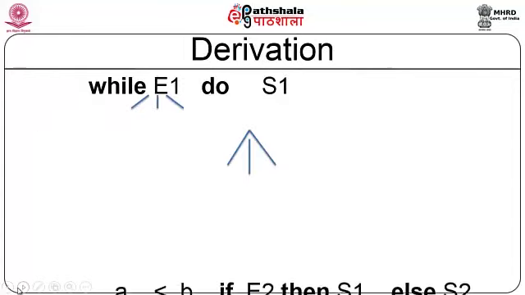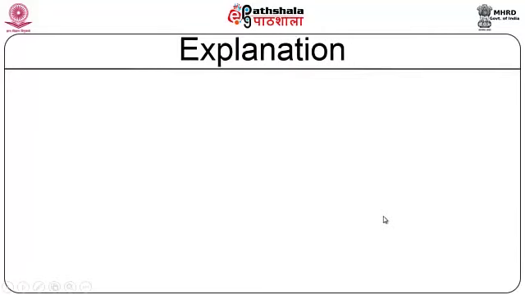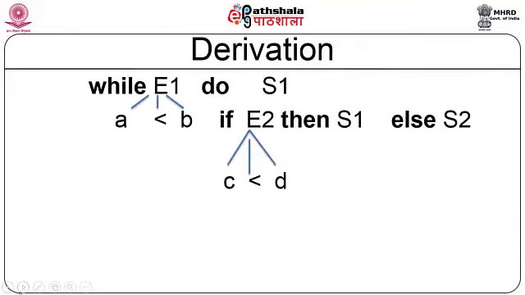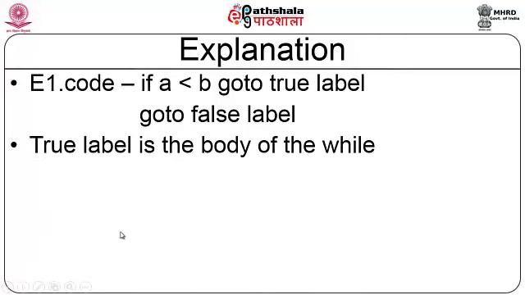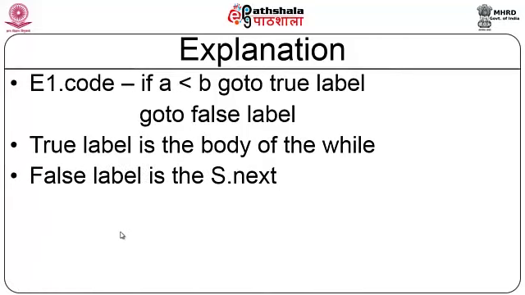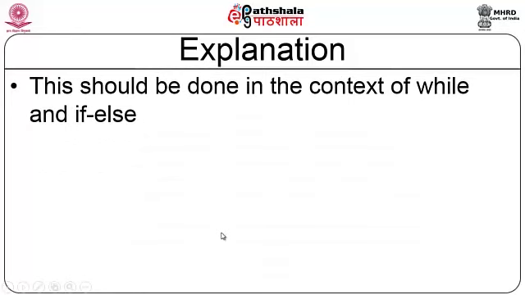In that case, this is how your derivation tree is going to look. First I will have S1 and S2, and then this is C less than D. So what will I see as explanation here? First you have to generate code for E1, you should have a go to true label, and then a go to false label. The true label will be the body of the while and the false label will correspond to the S dot next, and you will have to generate E2 dot code. This should be done in the context of while and if else.